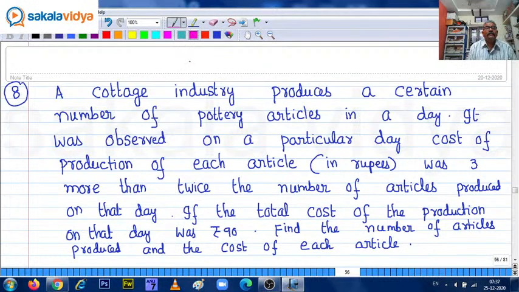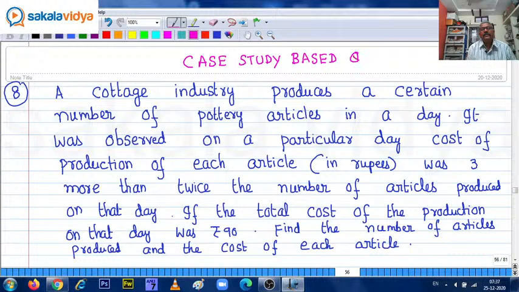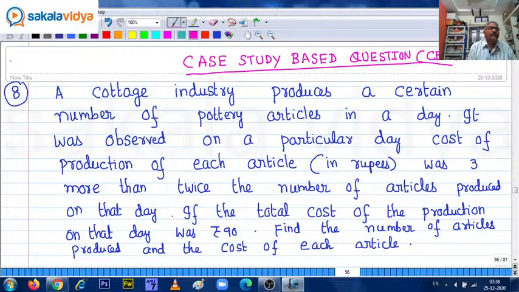This question, we can write, is a case study based question for CBSE. For AP Telangana, this problem comes under connection problem. It is connected to the day-to-day life situation, a real life problem.